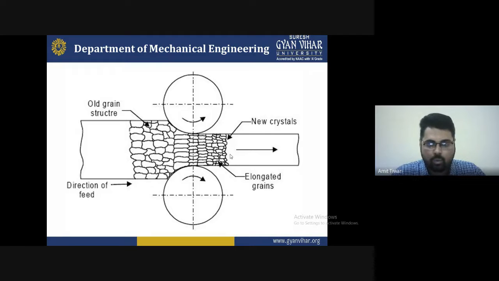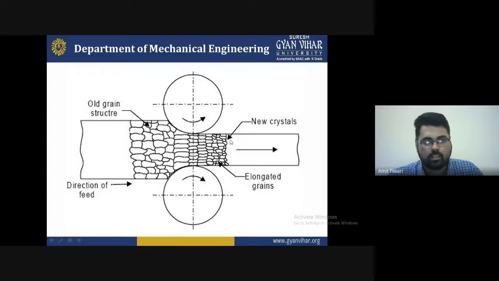This is the diagram of the hot rolling process. You can see the original old grain structure and the direction of feeding of the roller. These are the upper and lower rollers, both placed on the surface of the material, applying force at high speed. The original area of the material has large grain size. After the rollers apply force continuously, the area is reduced in diameter, and you can see the new crystalline structure forming.